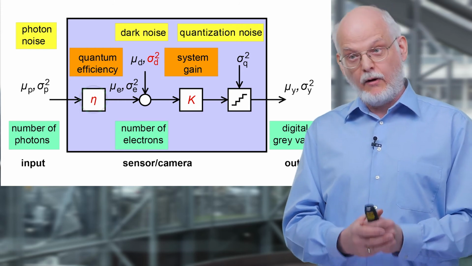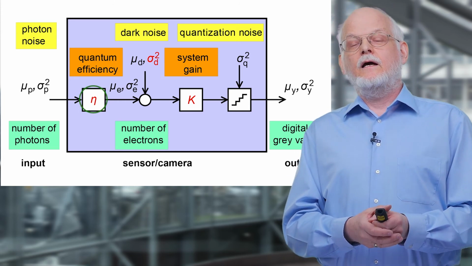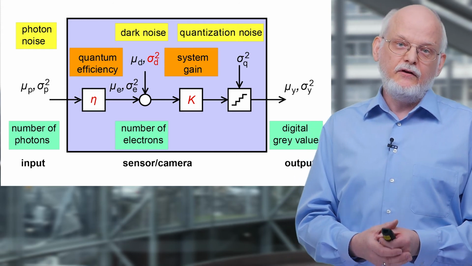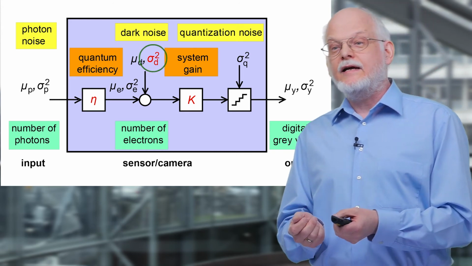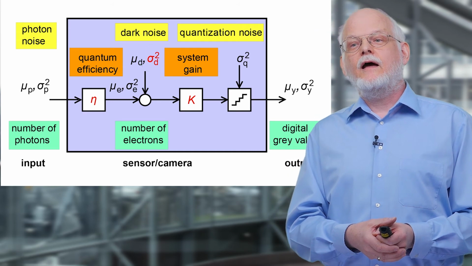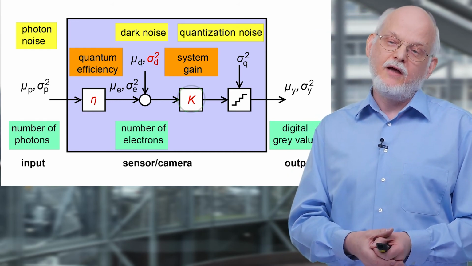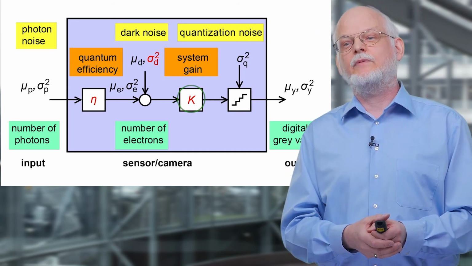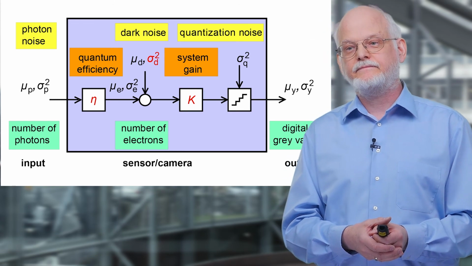The first one is the quantum efficiency. The second one is the standard deviation or the variance of the dark noise. And the final one is the system gain, K. These are all the red numbers you see in this diagram.